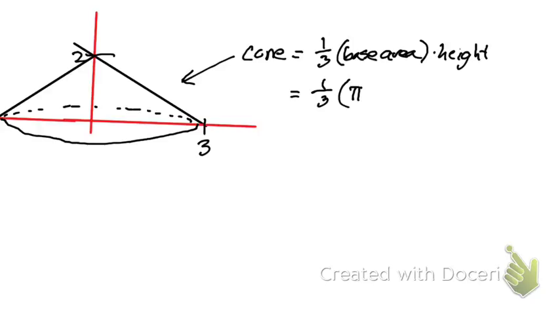Once again, that's just pi times 3 squared, times our height. Our height is just 2. And that's going to come out to 6 pi. It should have been units cubed, actually, but we didn't have units to it, so I'm just going to say 6 pi.